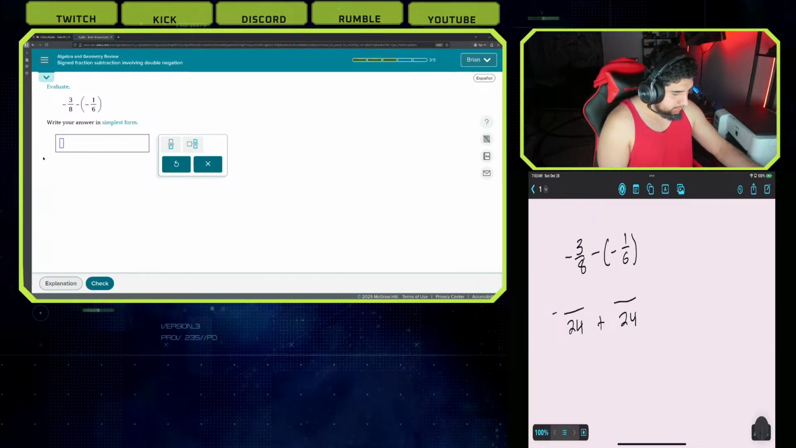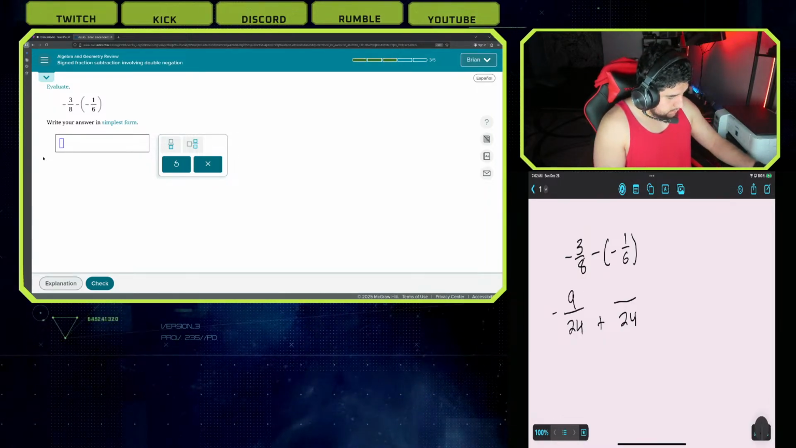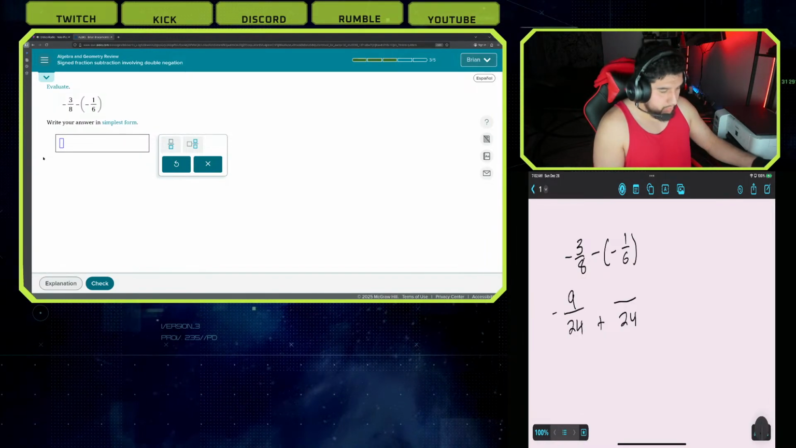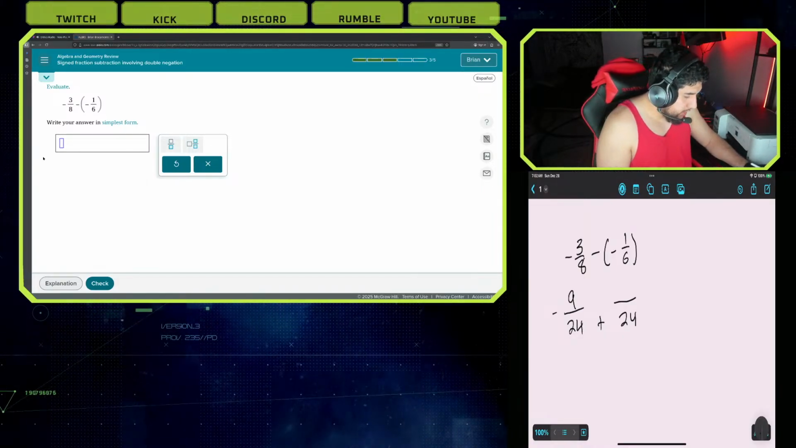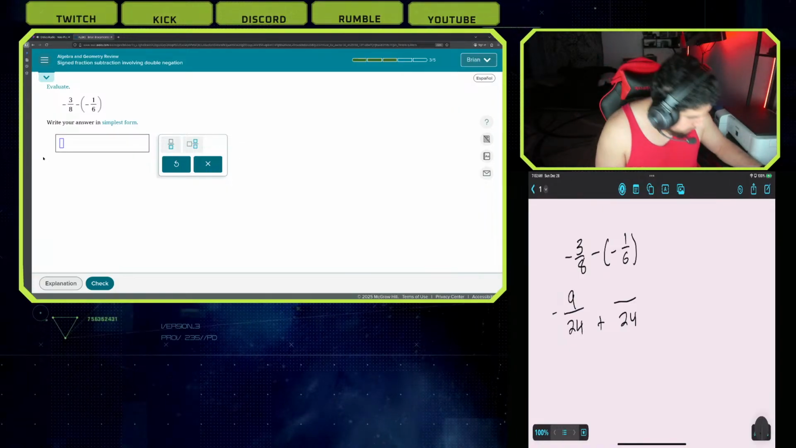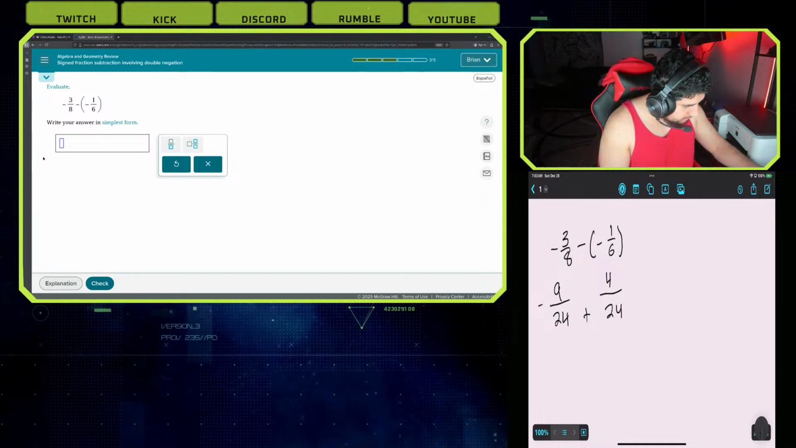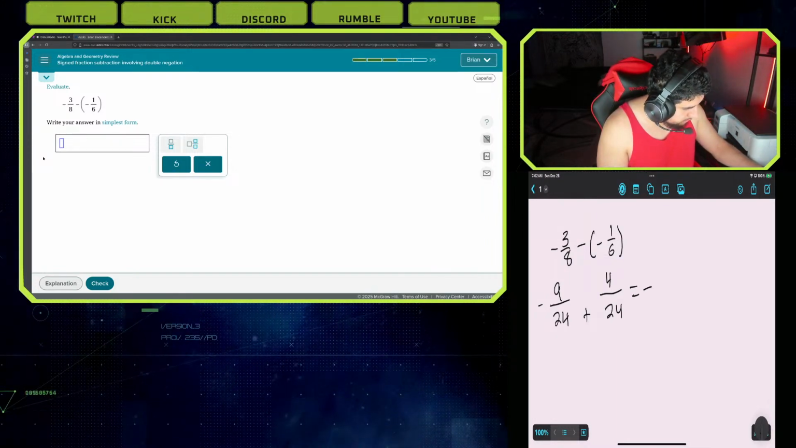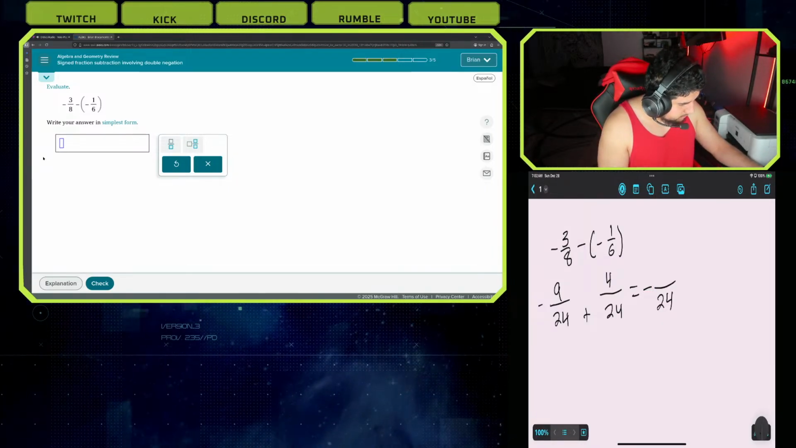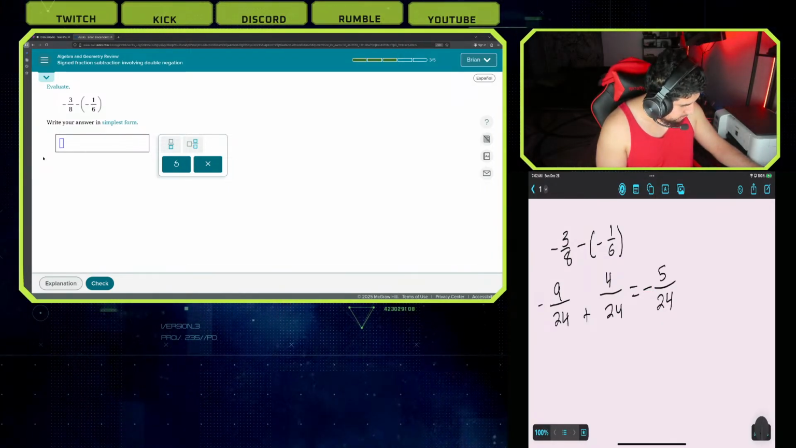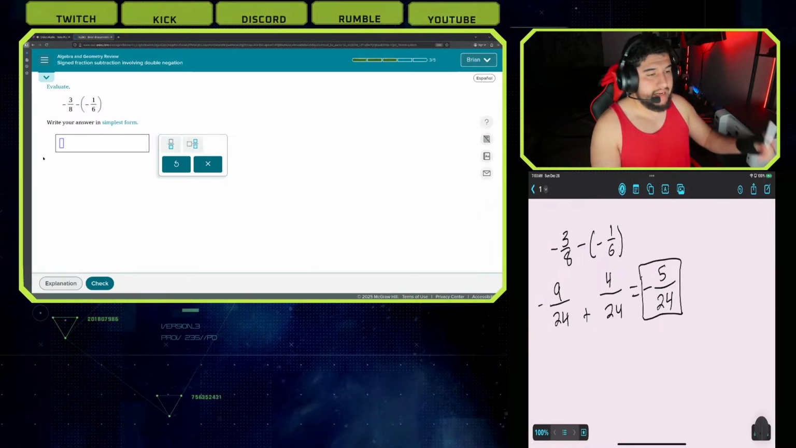Alright, so 3 times 3 is 9. That's how we got 8 to 24, by multiplying it by 3. We got 6 to 24 by multiplying it by 4. So we multiply the 1 by 4 equals 4. Now the biggest number over here is negative 9, so it's going to equal a negative. The denominator is obviously going to be the same. So what's 9 minus 4? 5. So that's the answer right there. Negative 5 over 24.